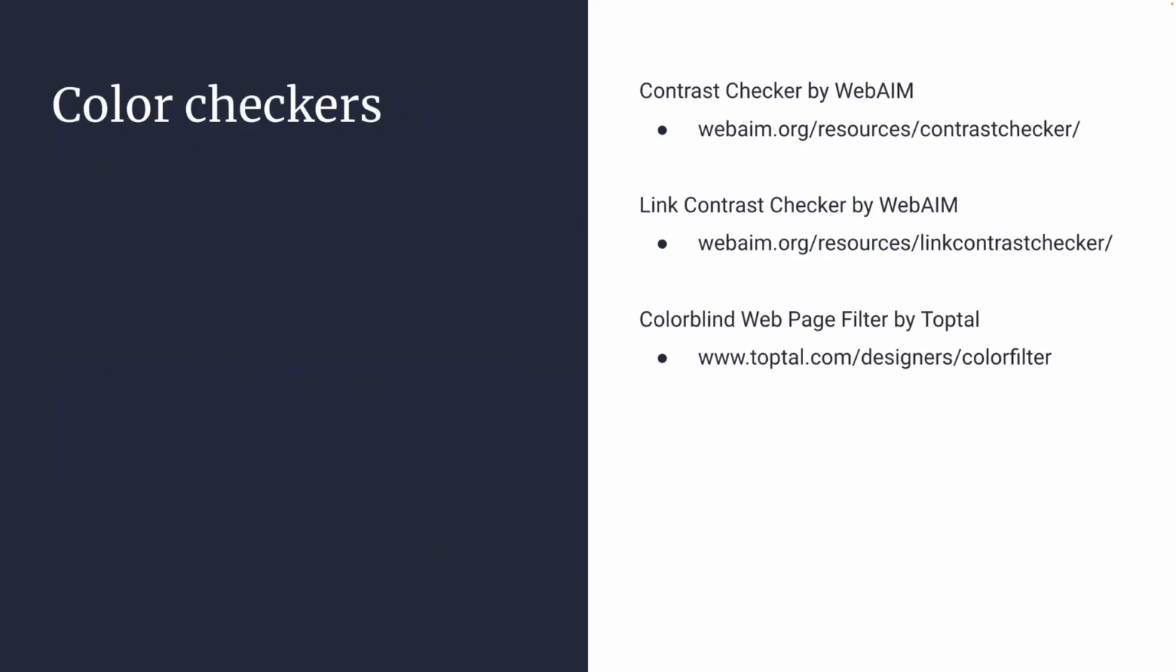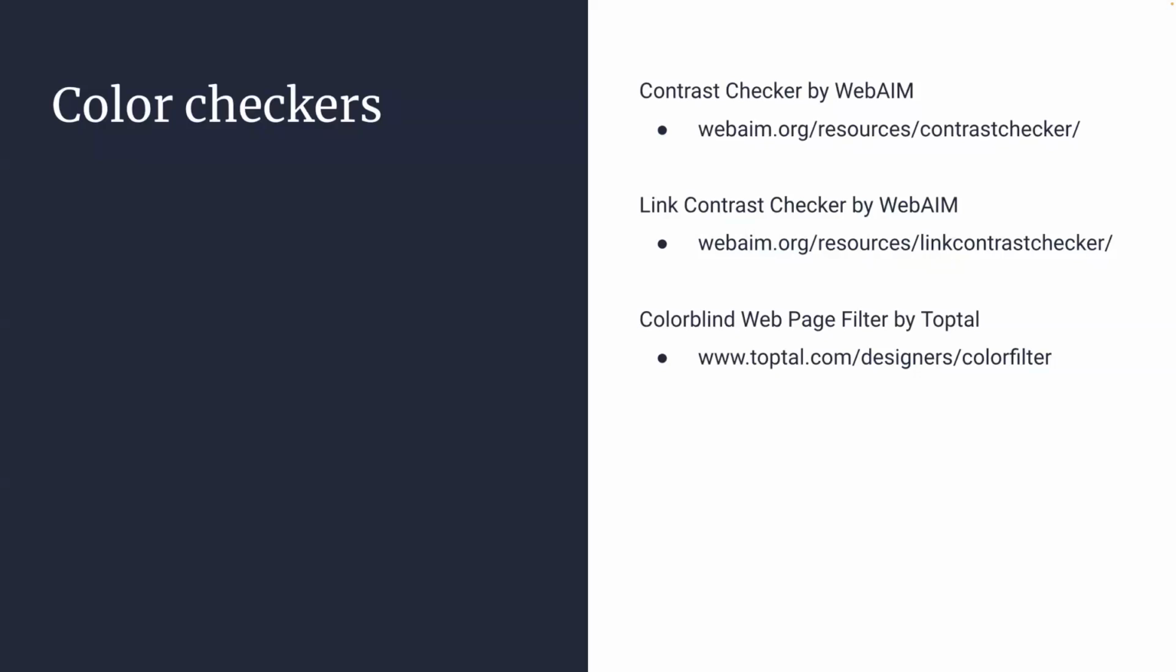There are lots of online color checkers out there. My personal favorites are the Contrast Checker and the Link Contrast Checker by WebAIM. You can find them at webaim.org/resources/contrastchecker and webaim.org/resources/linkcontrastchecker. These tools allow you to enter a foreground and background color, or link, body text, and background color, and it will tell you the contrast ratio between them, as well as whether it passes WCAG. They also have color pickers and a lightness slider, so you can experiment with different color options within the tools.